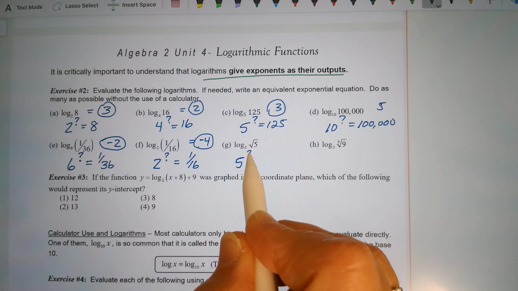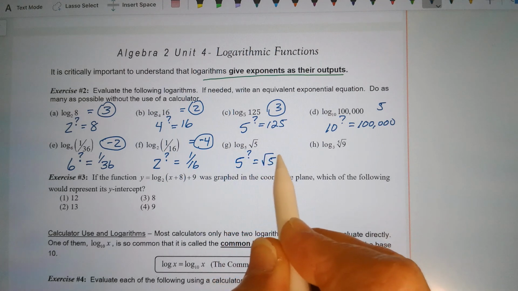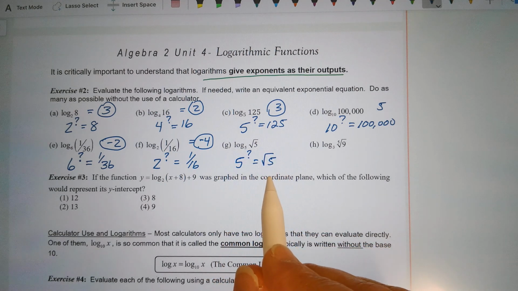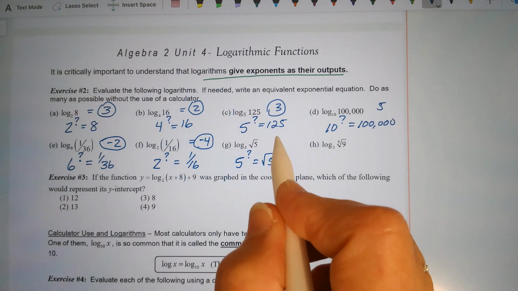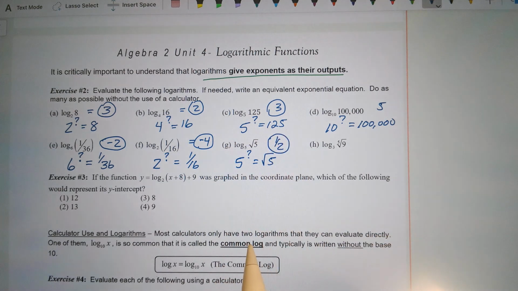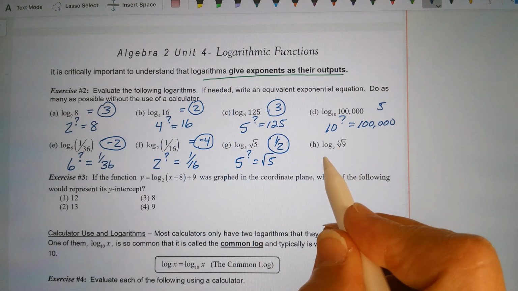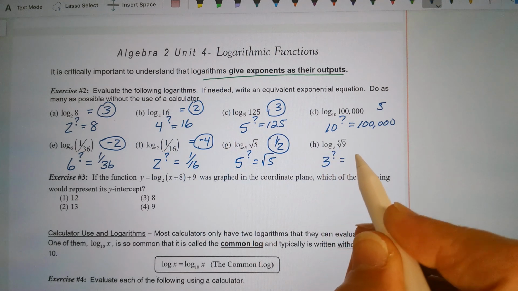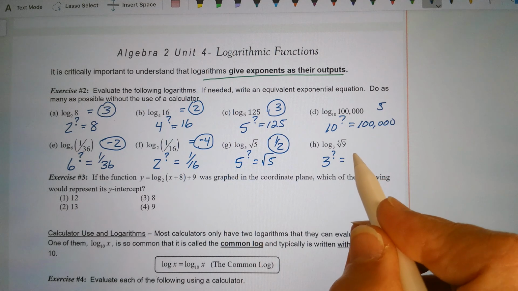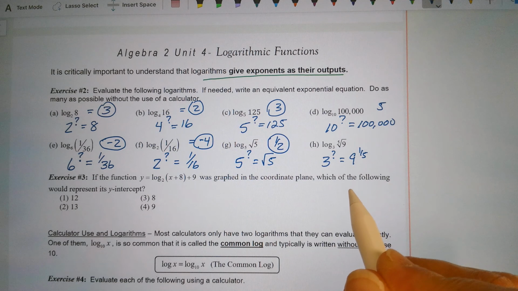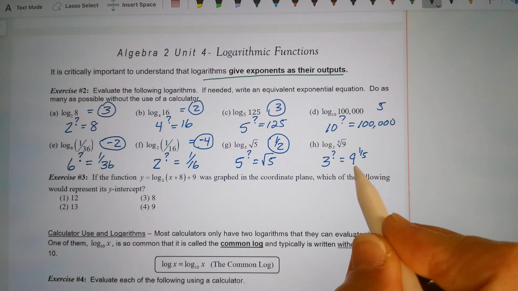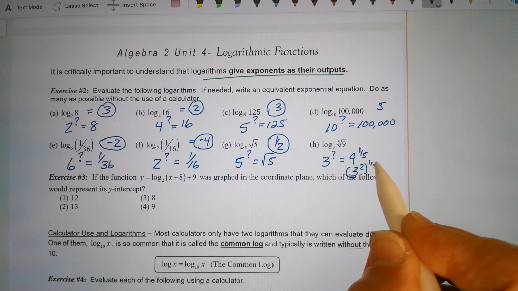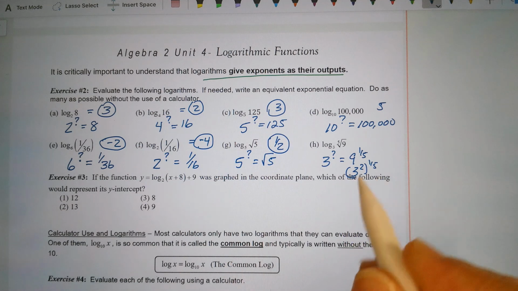5 to what exponent results in the square root of 5? Well, another way of writing square root of 5 is 5 to the 1/2. What's log base 3 of the 5th root of 9? 3 to what exponent would result in the 5th root of 9? And the 5th root of 9 we can also write as 9 to the 1/5, but recall 9 is equivalent to 3 squared. So the exponent would be 2/5.